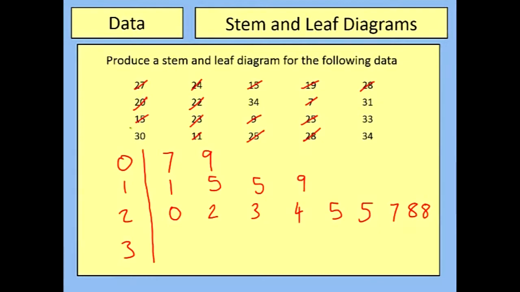So we're left with the 30s. Well, the smallest one is 30, so I put a 0 here to represent 30. I've got a 1, a 3, and a 4. So 31, 33, and 34.